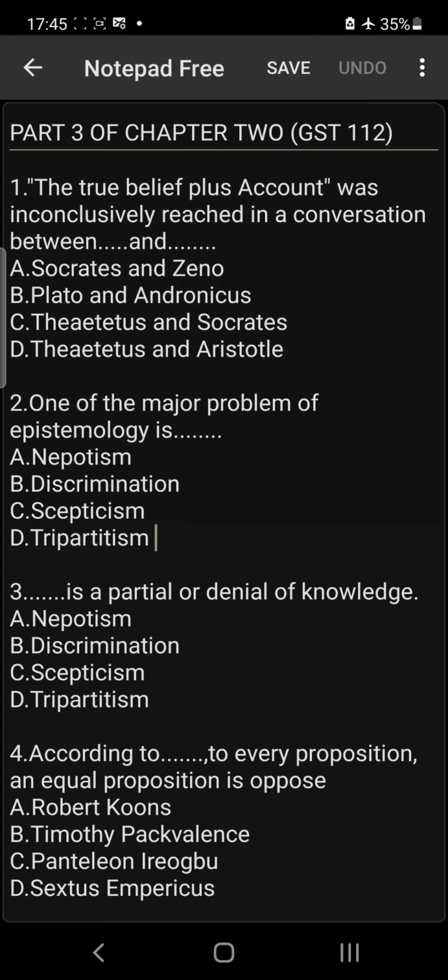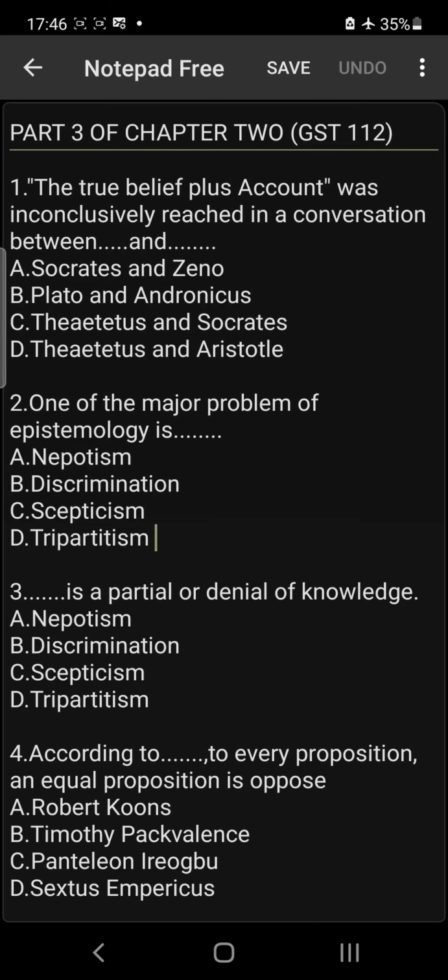So let's get started. The true belief plus account was inconclusively reached in a conversation between dash and dash. Please, the answer is Theaetetus and Socrates. The answer is C. I will not have time analyzing all the options. Just take note of the answer. Very, very important.